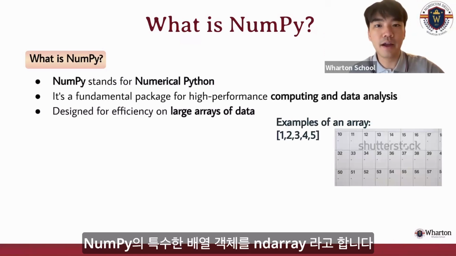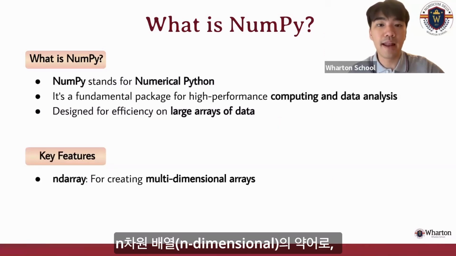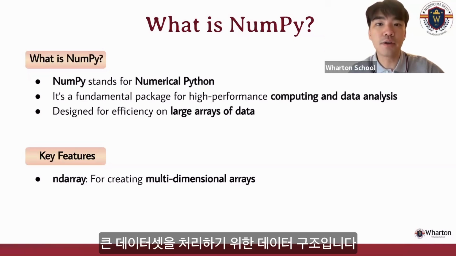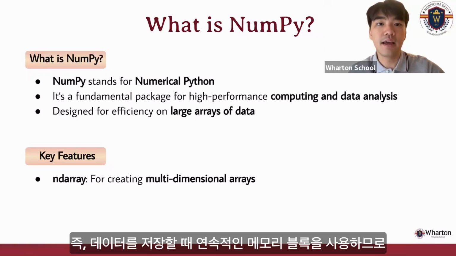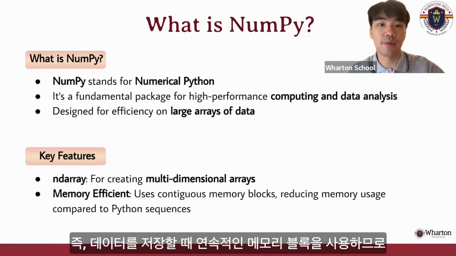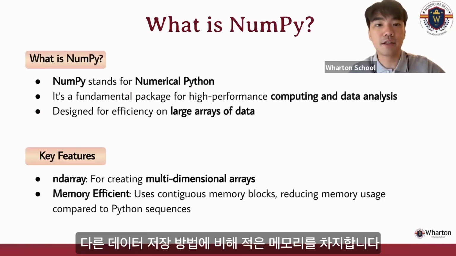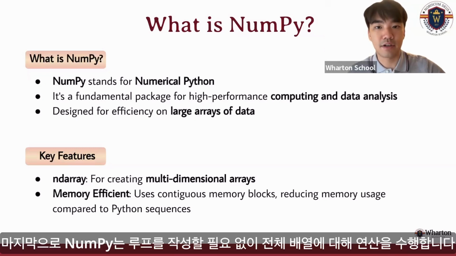The special array object in NumPy is called ndarray, an abbreviation for n-dimensional array, which is a data structure to handle large data sets. This is also memory efficient, meaning it takes less memory compared to other methods when storing data because it uses contiguous memory blocks. Lastly, fast math functions.